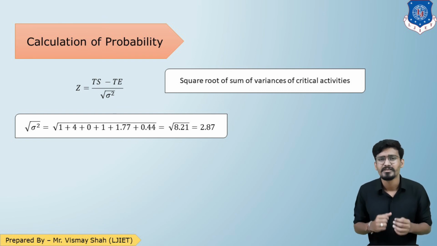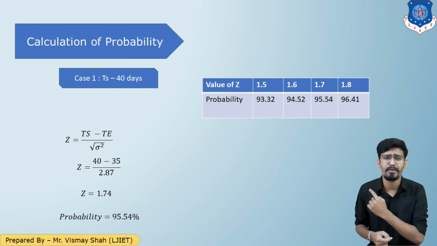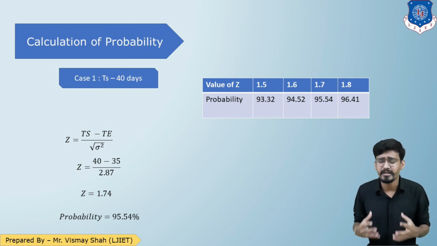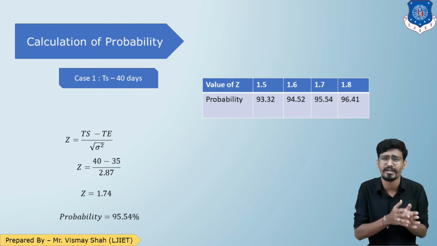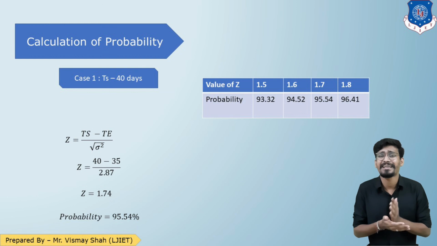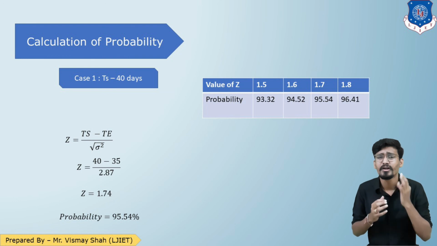Put this value in Z. So Z is 40 minus 35 divided by 2.87, so we get Z equals 1.74. Now let us recall the table of Z. Here is the table of Z. By interpolation we can get the value for probability. So we get the probability as 95.54%. So that is our second answer: if we want to complete the project in 40 days, the probability will be 95.54%.